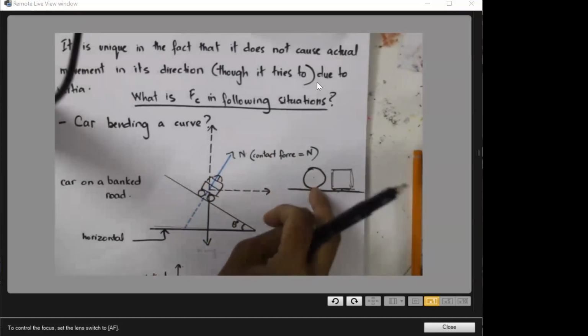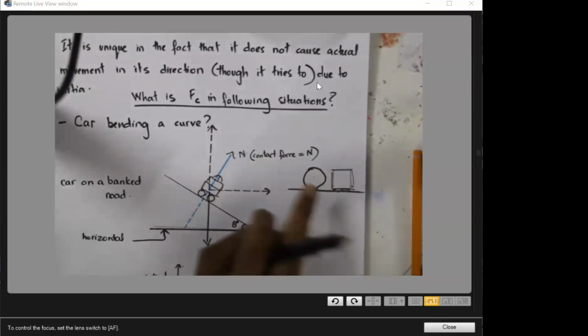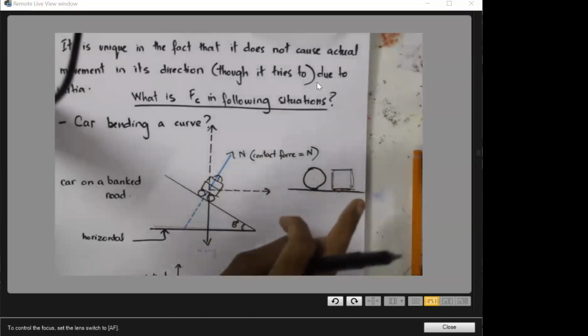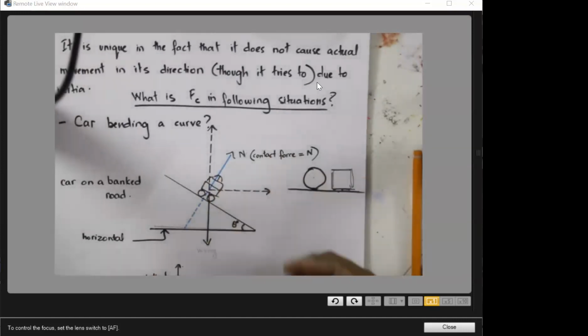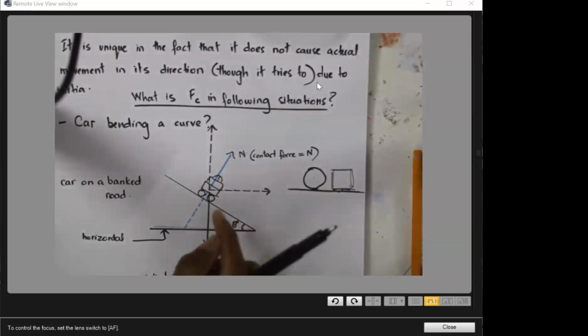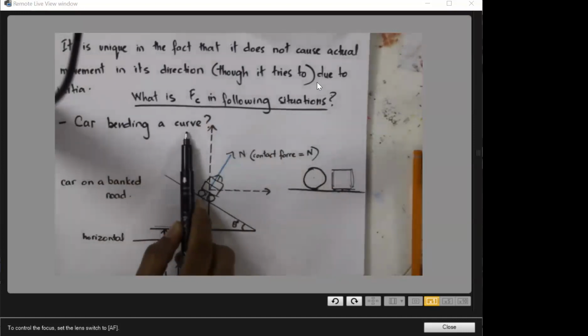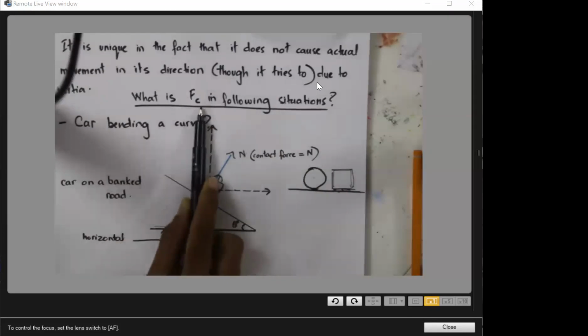Kinetic friction comes in when that thing starts moving. But if it's a wheel, then there is no kinetic friction. Kinetic friction comes in when there is a lot of contact surface between the two moving objects. Do you understand that? So therefore, in the case of a car bending a curve, there is no kinetic friction. We're talking about static friction, and it is the static friction which provides the centripetal force.